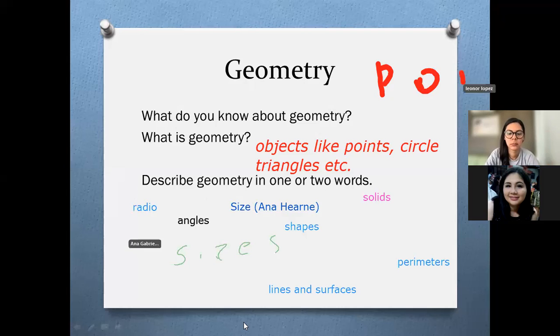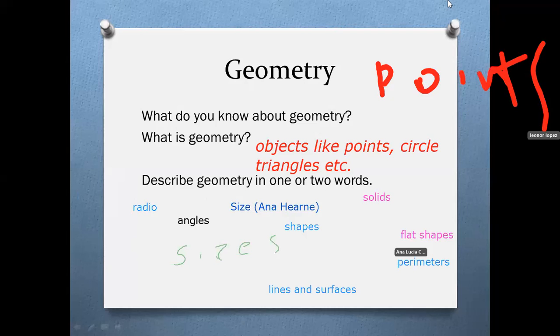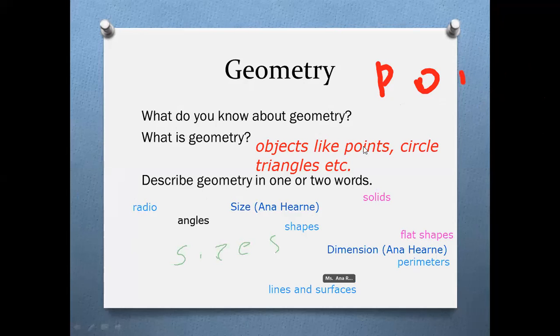Leonardo is writing over there. I don't know if, well, I don't get it. What do you want to write, Leonardo? There's one text option. I mean, there's a little T that lets you introduce text, if you want to use this one. Lines and surface. Dimensions. Okay.